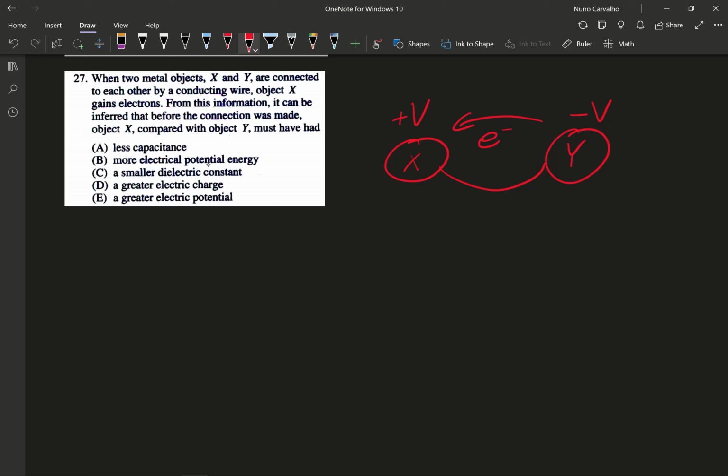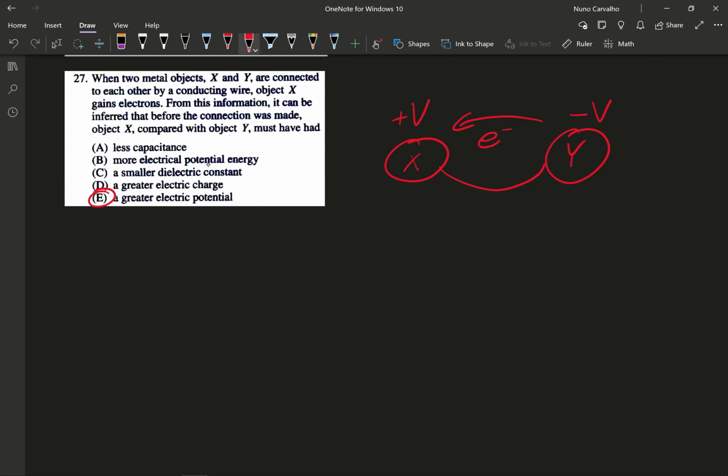And really, that's all I need to know here because we're already given an answer choice that makes sense, that X is going to have a greater electric potential, which is true. All the other ones, you can sort of spend some time thinking about it. They don't really make sense. All that really matters is the voltage to determine where the electrons will be moving, since it's all metals that are connected.